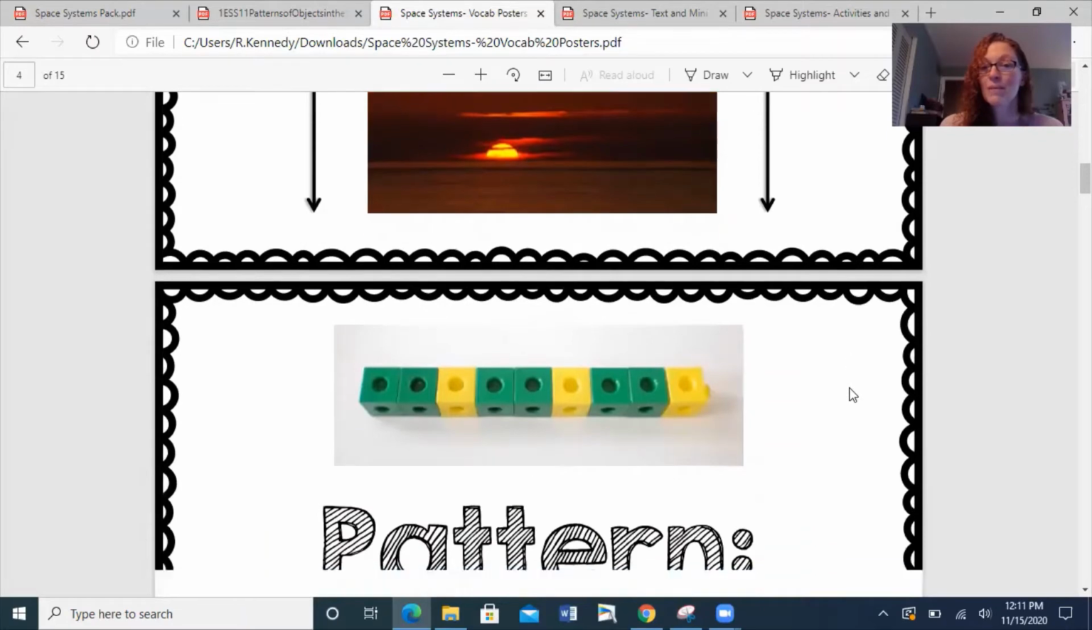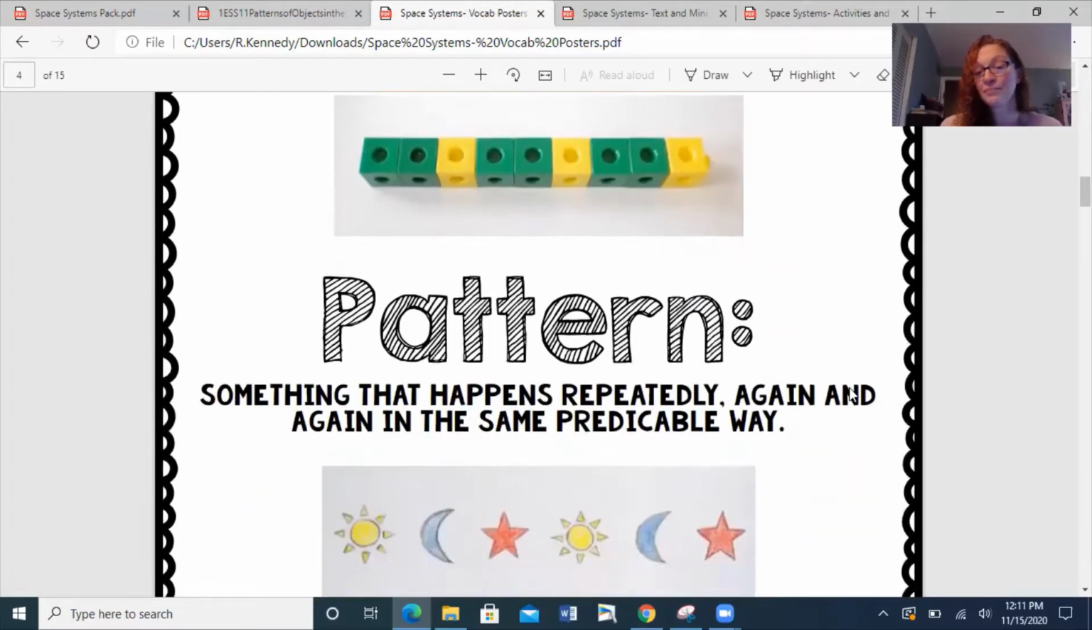All right, so we've been talking about pattern too. Pattern is something that happens repeatedly, again and again in the same way. So just like the seasons have a pattern, winter, spring, summer, fall, winter, spring, summer, fall, the sun and the moon have a pattern.